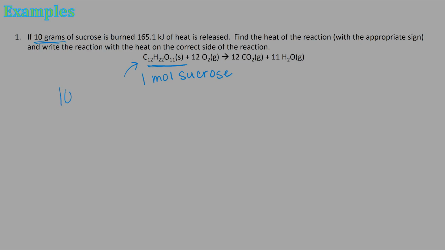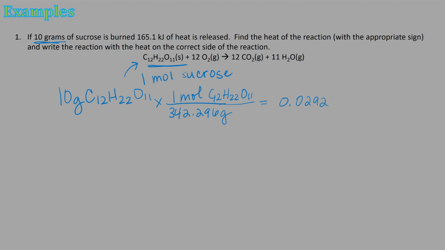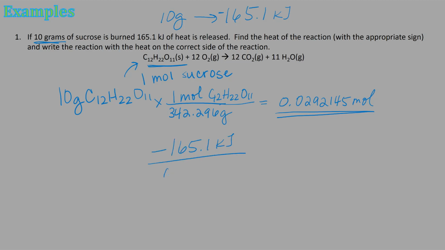So I've got 10 grams. And the molar mass is 342.296. So that comes out to be 0.0292145. In the problem, we said that 10 grams gives us 165.1 kilojoules of heat. And it's released, right? So 10 grams is this many moles down here. So that means that if we look at it, negative 165.1 kilojoules, and we divide it by 0.0292145 moles, then I get negative 51 kilojoules per mole of sucrose.